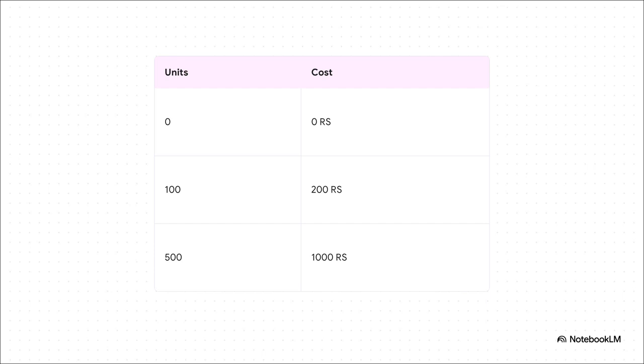At 0 units produced, your total variable material cost is 0. You didn't make anything, so obviously you didn't buy any materials. But as you produce 100 units, your material cost hits 200 rupees. At 500 units, it climbs directly to 1,000 rupees. The total cost climbs exactly in step with your production volume.